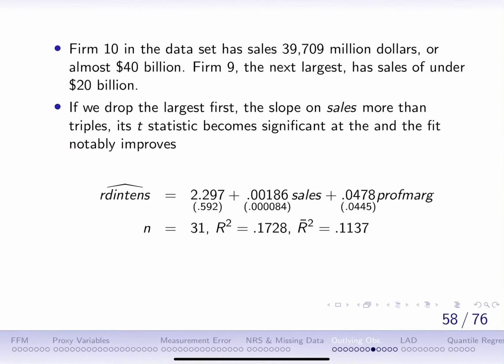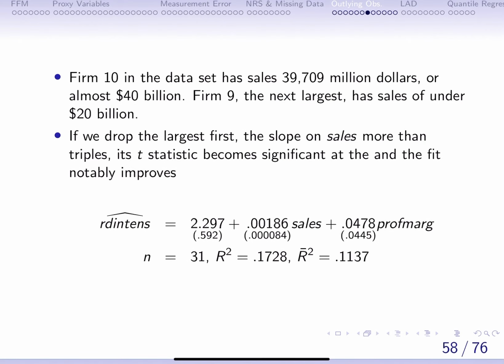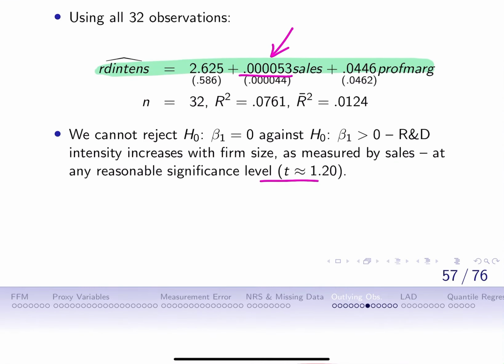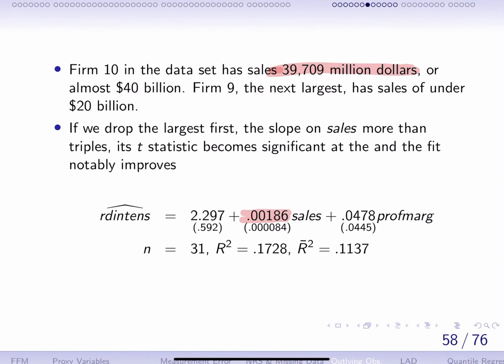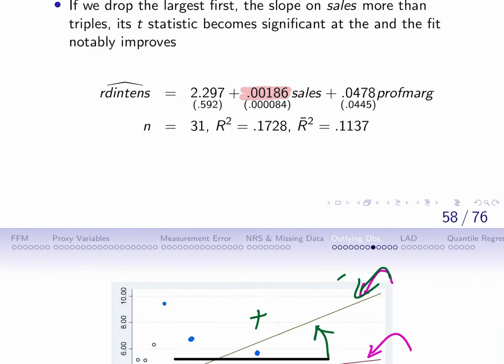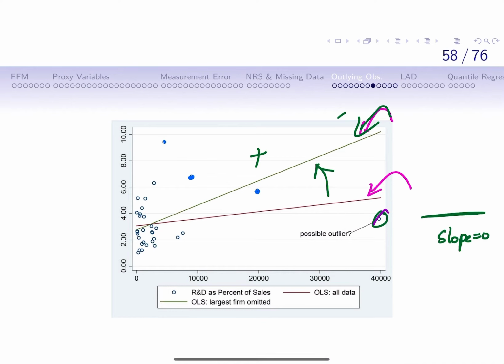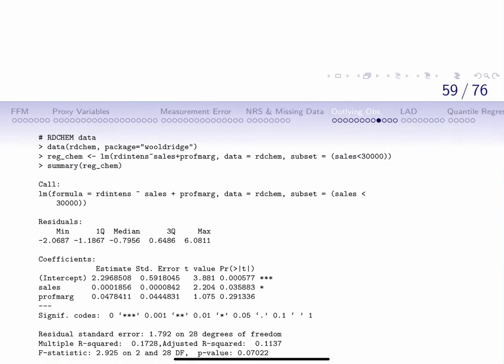So let's take a look at what happened here. We basically drop this firm that has sales that are really, really high relative to the rest of the companies. And when we drop that, the coefficient increases by a lot. We had a lot of zeros here before, and now we don't have that. So this definitely means that this firm was an influential observation in OLS.